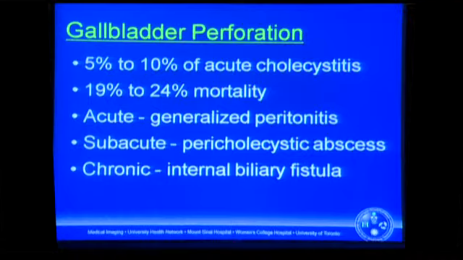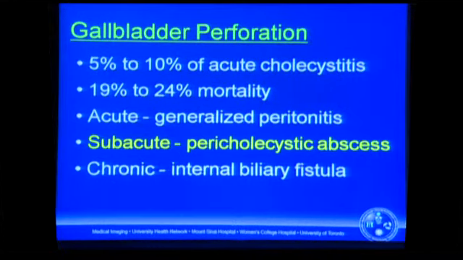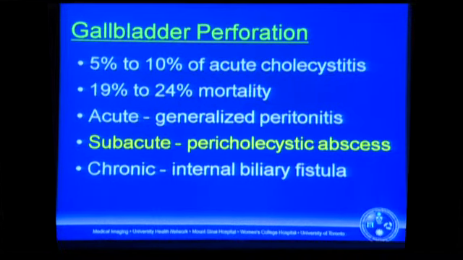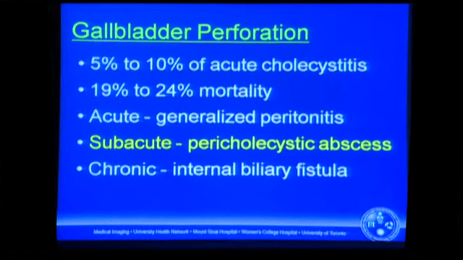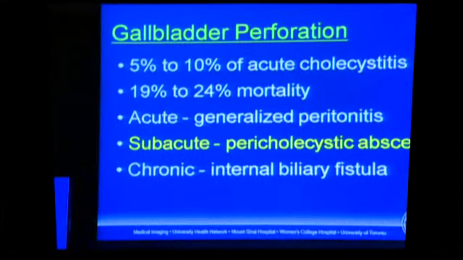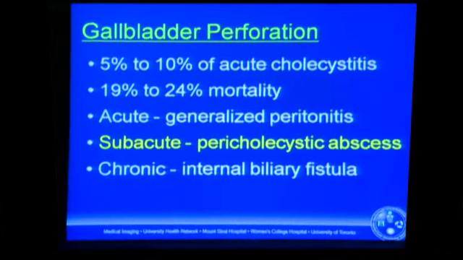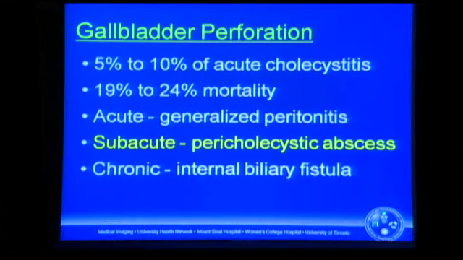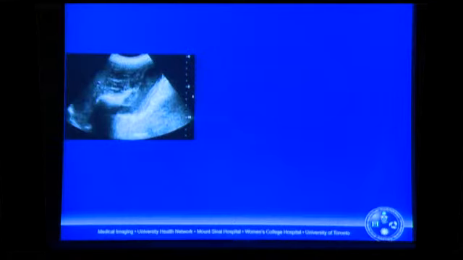It can be acute, where you get a generalized peritonitis, but more often it's subacute, because the gallbladder is inflamed for some time, the omentum has come up and walled off the inflammatory process, so you get a pericholecystic abscess. And then more chronic cholecystitis can lead to internal fistulas, sometimes to the bile duct, but more often to the duodenum or occasionally to the hepatic flexure of the colon.